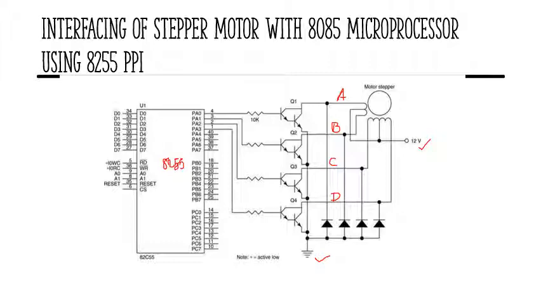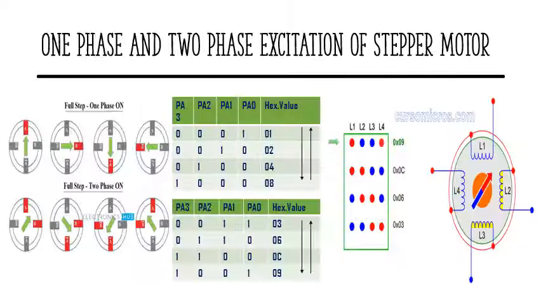As explained earlier, the motor terminals have to be excited in the proper sequence so that the rotor rotates continuously in one direction. Two types of excitations are possible with a 4-phase motor: one-phase excitation and two-phase excitation. In one-phase excitation, only one phase of the stepper motor is excited at a time. In two-phase excitation, two phases are excited at a time. The excitation sequence is fixed for rotation in a particular direction.